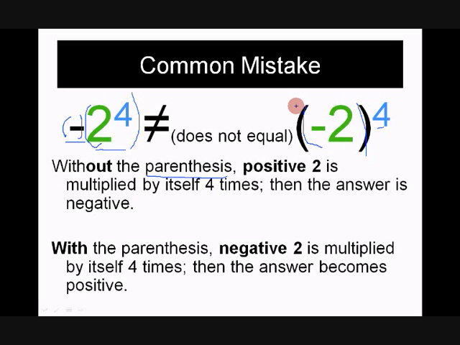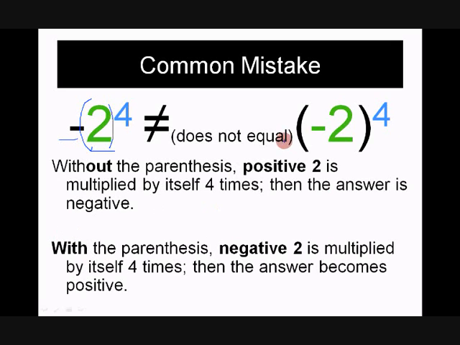Which is a parenthesis? This is a parenthesis. This bracket is called parenthesis. This is called square bracket, okay? This is called parenthesis. So there is a parenthesis here, okay? So instead of looking at a parenthesis here, don't include this here. That is what they are saying, okay? So without the parenthesis, positive 2 is multiplied by itself 4 times. First the positive 2 is multiplied 4 times, then the negative sign is added.